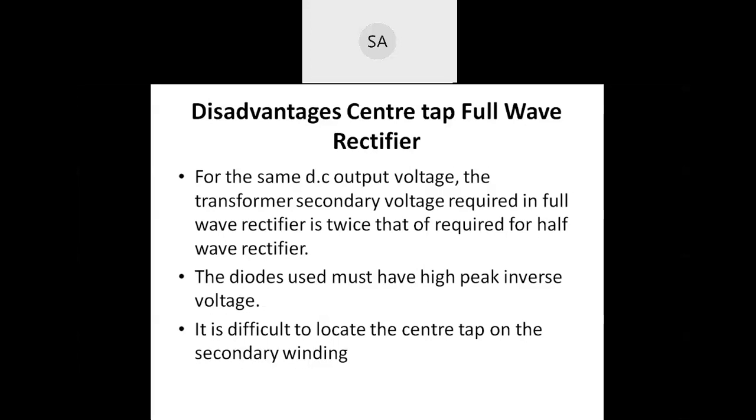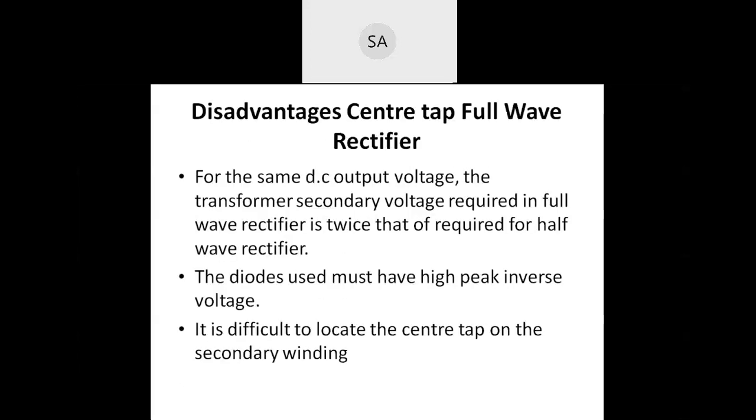There we are using Vm, here we are using 2Vm. The diodes used must have a high peak inverse voltage, that is 2Vm. It is also difficult to locate the center tap on the secondary winding. So exactly where we have to provide the center tap in the secondary winding is difficult.